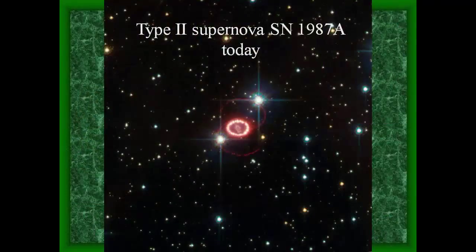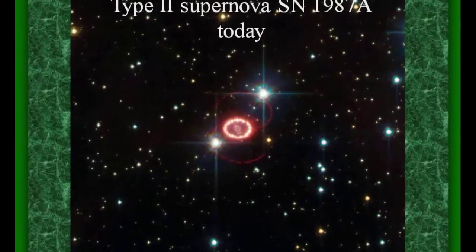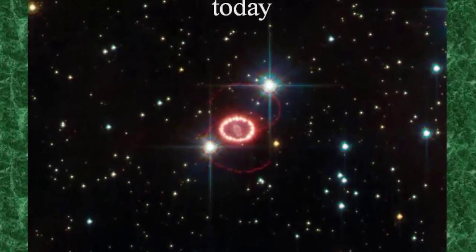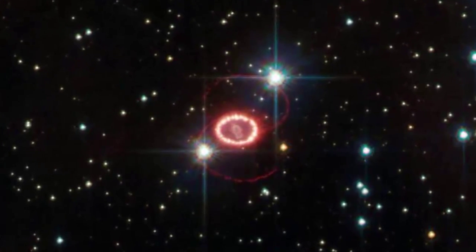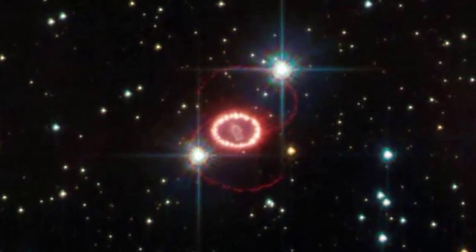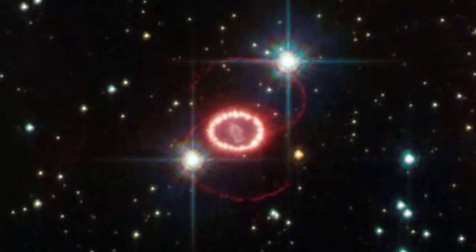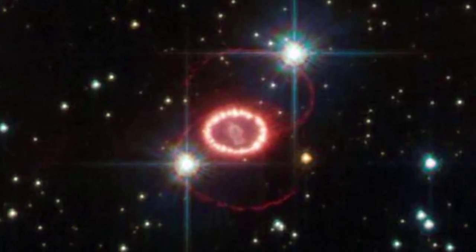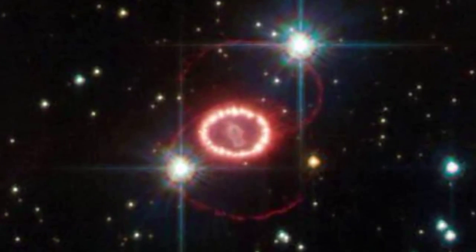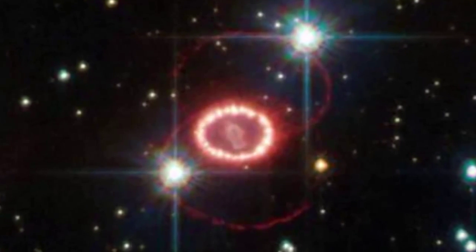Well, this is what supernova 1987A looks like today. You can see the ring. So this has been expanding from the explosion, and we're seeing all kinds of different elements in that explosion. We can use the mass in that ring to determine that the star was about 15 times the mass of the sun when it exploded.